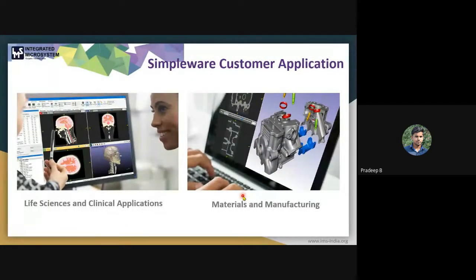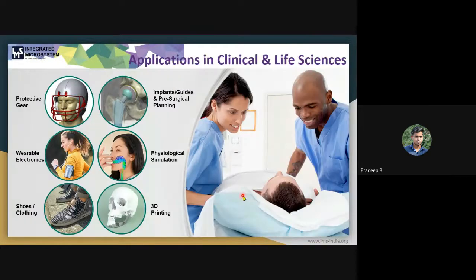Now we have the Simpleware customer applications. The software has applications in life sciences and clinical areas, and in materials and manufacturing. In clinical and life sciences, the software can be used for the design of protective gear, wearable electronics, and clothing, for implants like guides and pre-surgical planning, and also for physiological simulation.